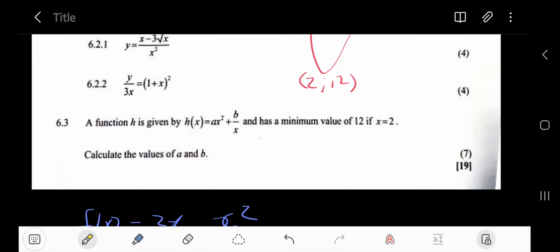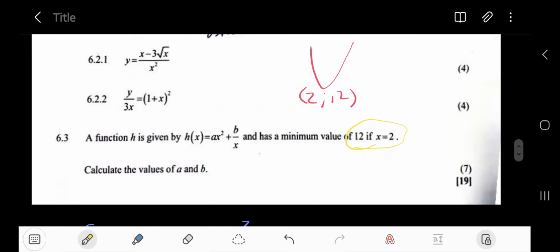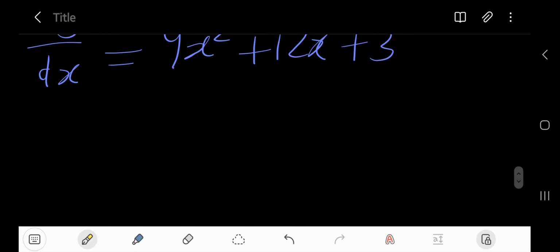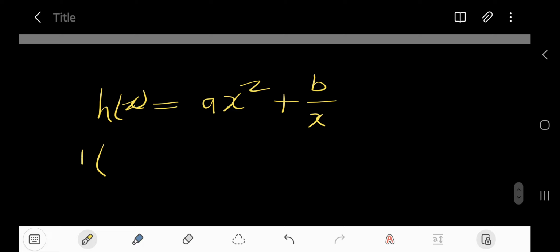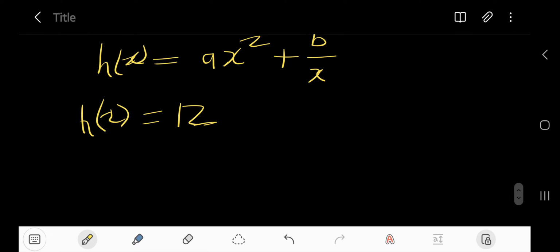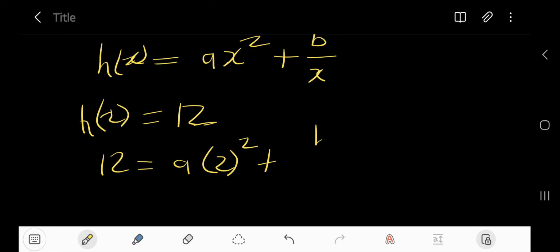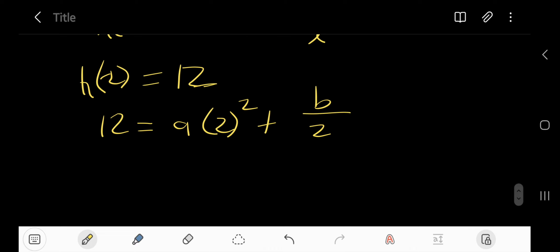So first of all, guys, this is a coordinate on its own, 2 and 12. So let's start with that. Right? Let's start with that. Right? So we know that h of 2 is equal to 12. That was given to us. Wherever 2 is on that graph, it's also 12. As much as it's the turning point, it's also a coordinate on the graph. So let's push now. So let's push. 12 is equal to wherever x is, we replace with 2. Right? So a into 2 squared plus b over 2.